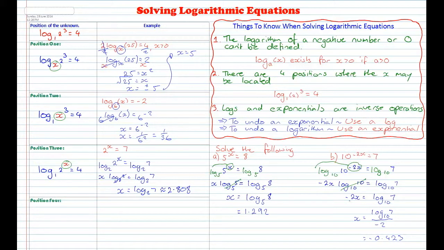And of course, what I need to do now is divide both sides by negative 2, like so, and that's going to get us x is equal to log 10 of 7 divided by negative 2, because of course log 10 of 7 is actually equal to a number. So you get x is equal to log 10 of 7 divided by negative 2, and when we put that into the calculator we get an answer of x is approximately equal to negative 0.423.